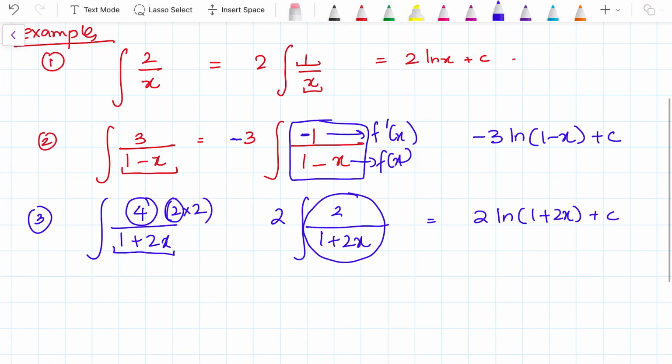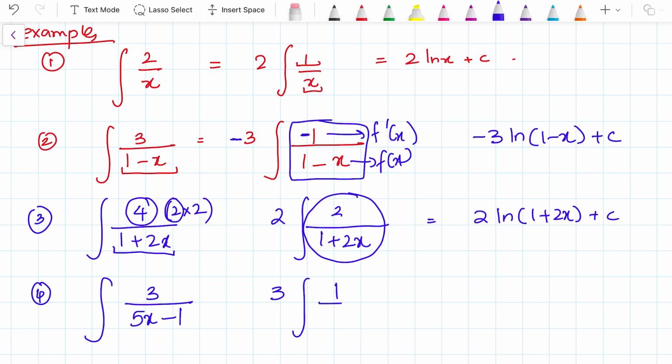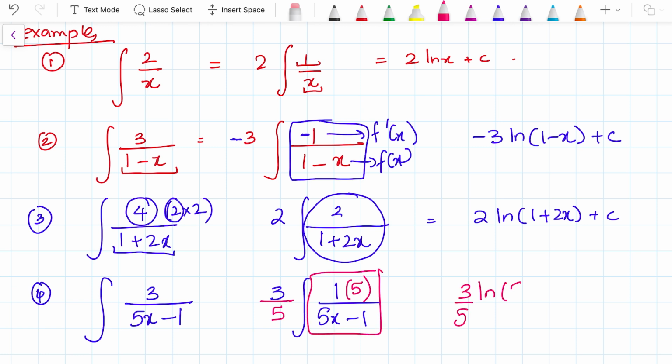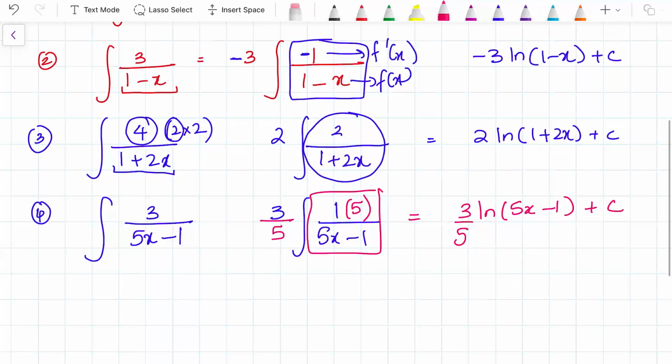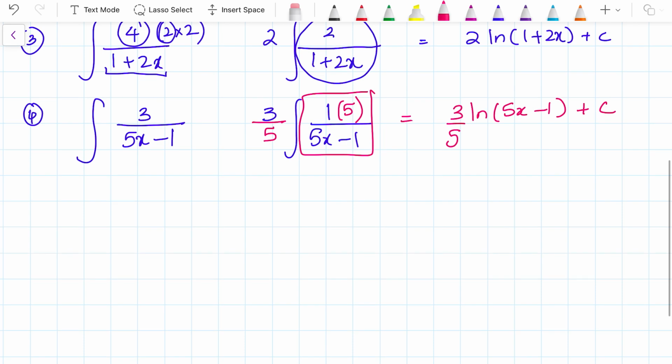Let's do another example. 3 upon 5x minus 1. Now the differential of 5x minus 1 is 5. We don't have a 5 outside in the numerator. We have a 3. Let's take that 3 outside. Now introduce 5. We write a 5 in the numerator. We also write a 5 in the denominator. So this closes into ln 5x minus 1 plus c. Now let's start with the partial fraction questions and see how this concept is applied.